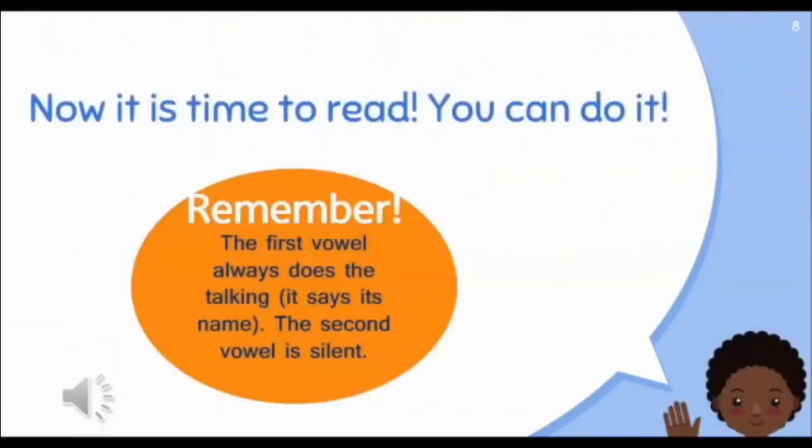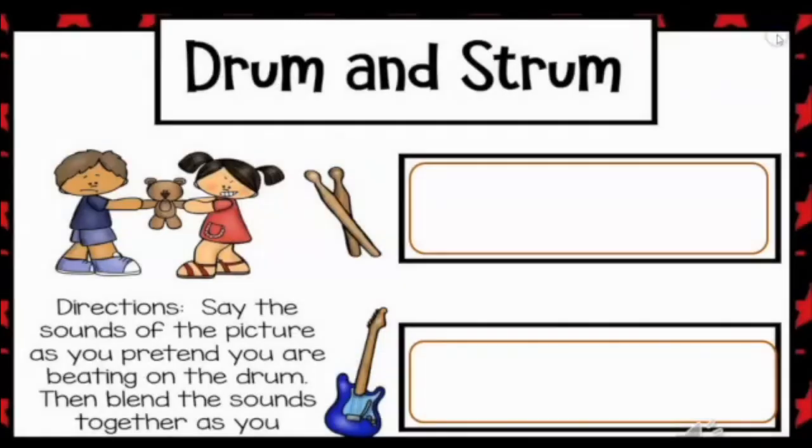Good job, boys and girls. Now it is time to read. You can do it. Remember, the first vowel always does the talking. It says its name. The second vowel is silent. Drum and strum. Directions. Say the sounds of the picture as you pretend you are beating on the drum. Then blend the sounds together as you strum on your guitar.